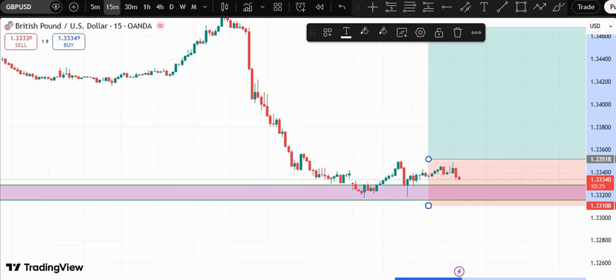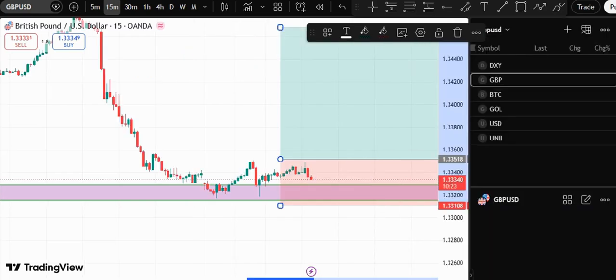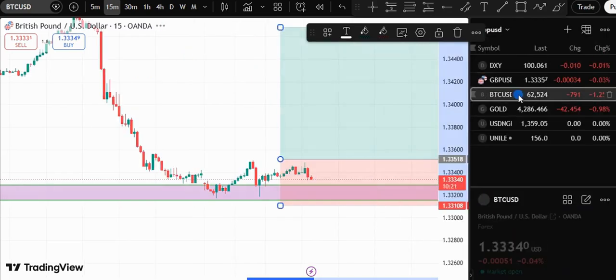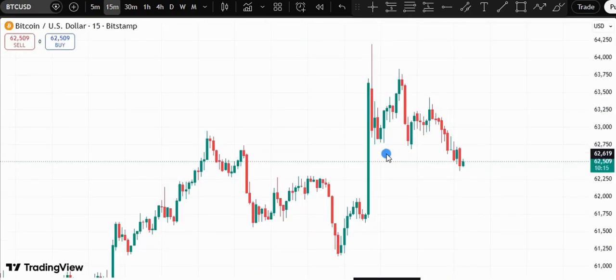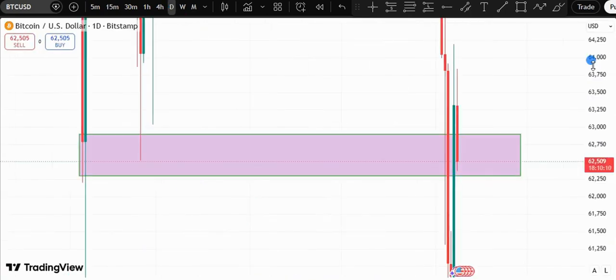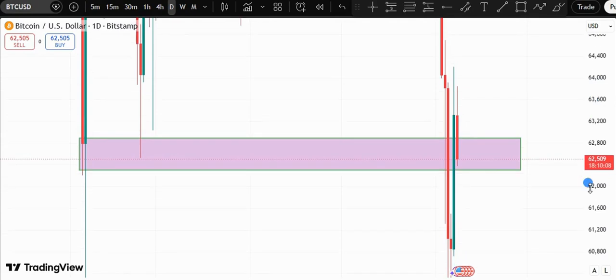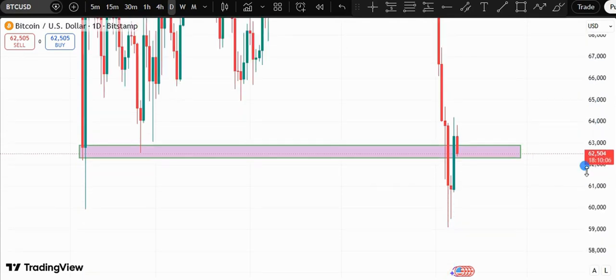So let's go to the next one, which is BTCUSD. Let's see what we're expecting on BTCUSD for today. So are we thinking of going bearish or bullish on BTCUSD? Let's go over to the daily chart. Just like I told you earlier, I actually prefer it when my three pairs, BTCUSD, XAUUSD and pound dollar, are moving together in the same direction.